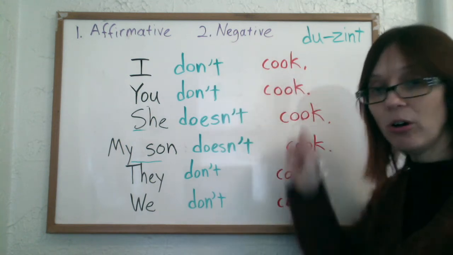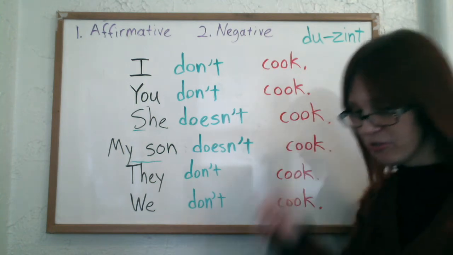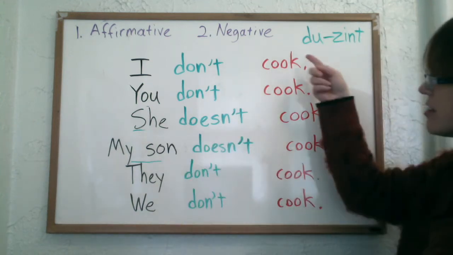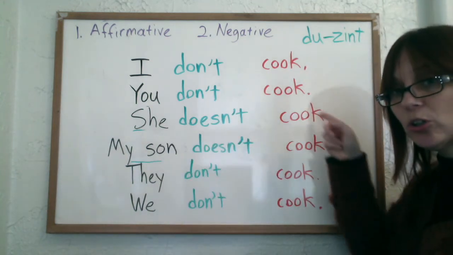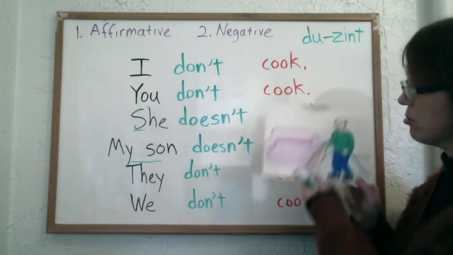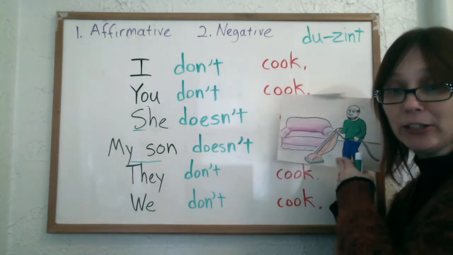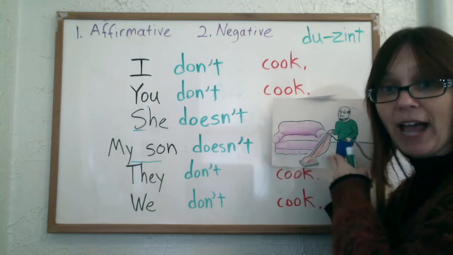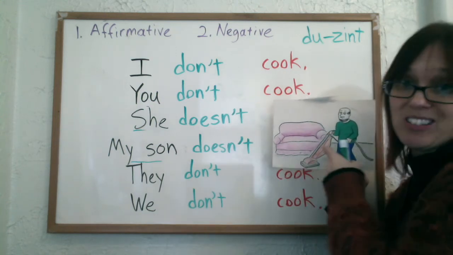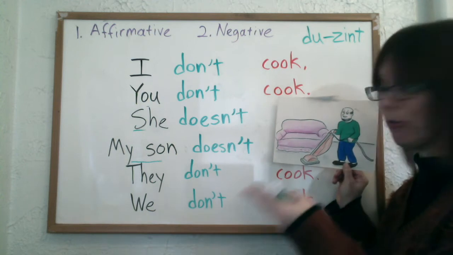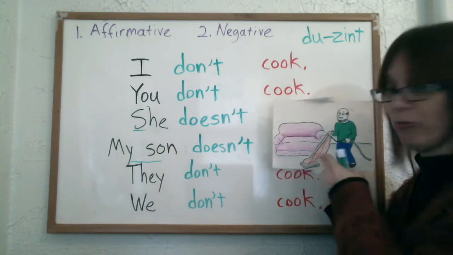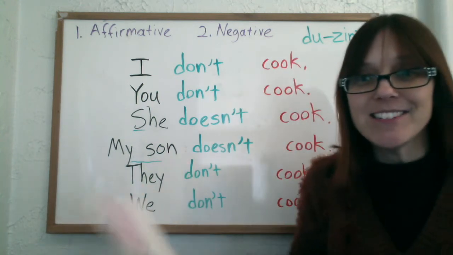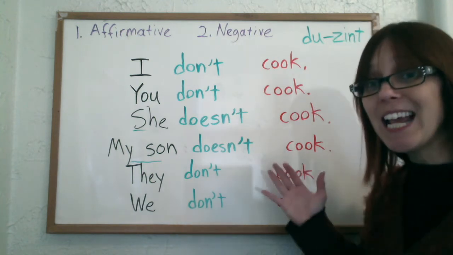And I use this for all the verbs. I can use this for vacuum, because the verb stays the same. Cook, cook, cook, cook, cook. Vacuum. I don't vacuum. You don't vacuum. She doesn't vacuum. My son doesn't vacuum. They don't vacuum. We don't vacuum. They're all the same. Easy, right? So that's negative.